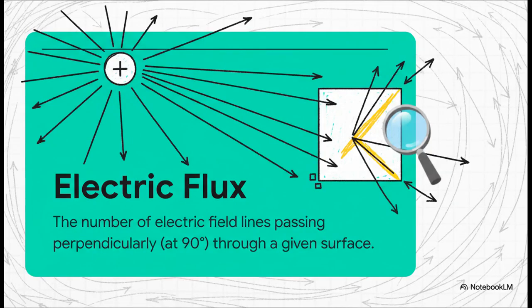Now, let's talk about flux. You've got those electric field lines streaming out from a charge, right? Well, flux isn't just about counting how many of those lines go through a surface. It's way more specific. We are only interested in the lines that pass through perfectly straight on, hitting the surface at a clean 90-degree angle.